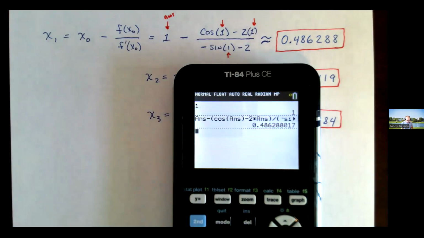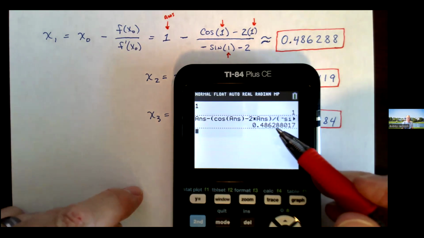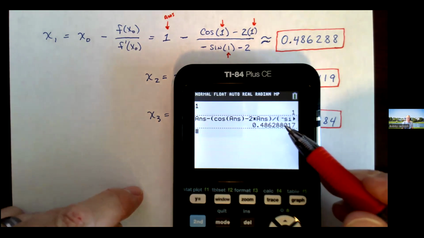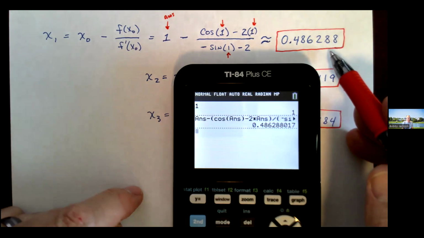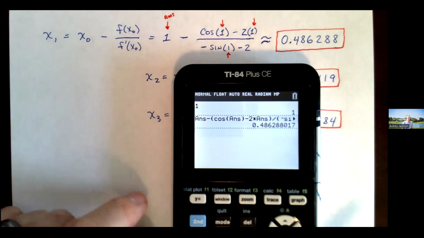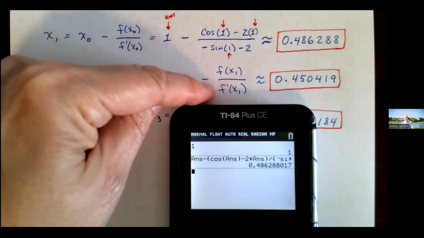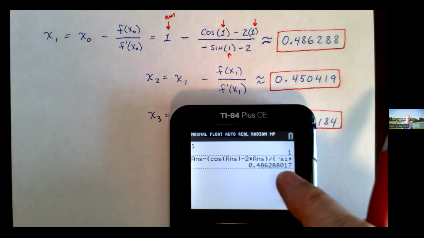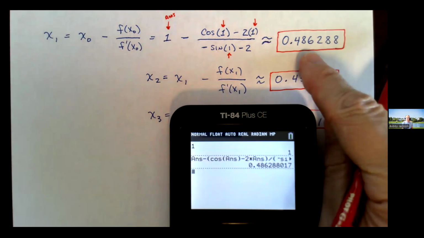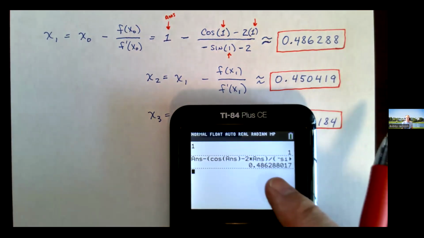Let's see when I hit enter. To 6 decimal places, 0.486288. The 7th decimal is 0, so I leave this 6th decimal at 8. So there's the first result. Now, what's x sub 2 going to be? Well, it's going to be x sub 1 minus f of x sub 1 over f prime of x sub 1. So how do I do that? Well, notice x sub 1 is this value, unrounded. I don't want to use this rounded value. I want to use the unrounded value in the calculator.